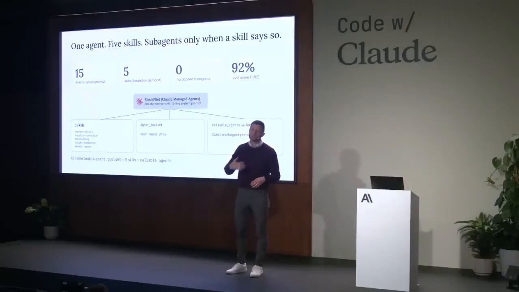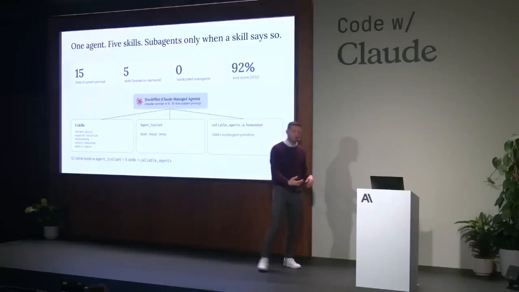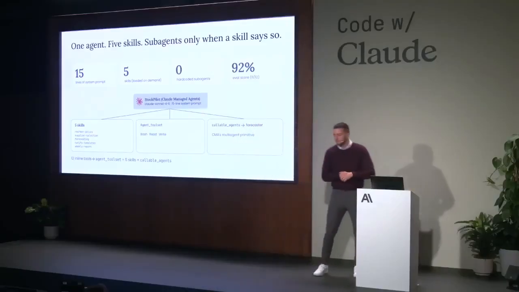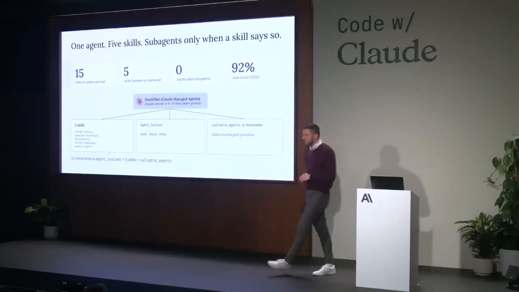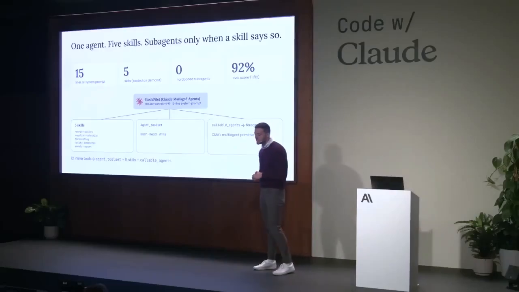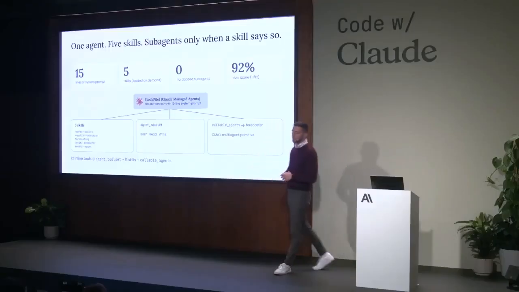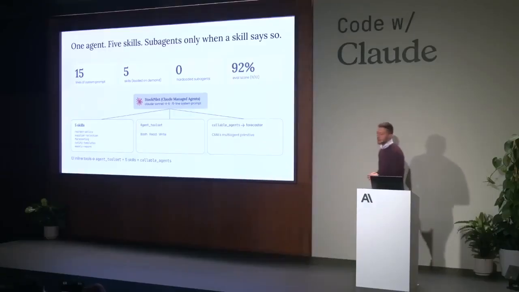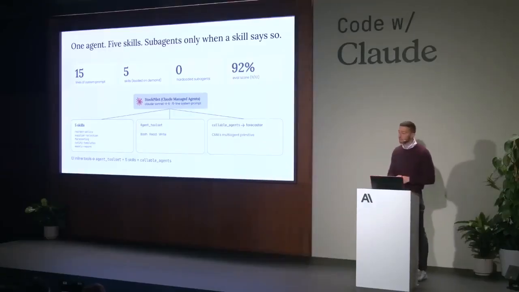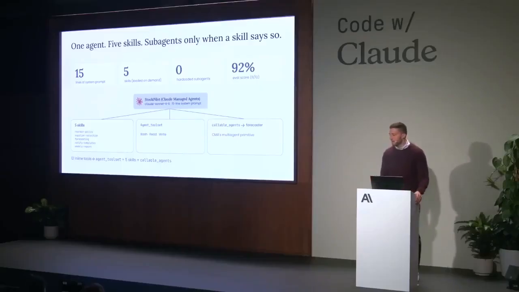As a result of this, we showed how we can start hill climbing on evals to see improvements over time. At the end of this, my eval score is about 92%. I've simplified my design. I'm leaning into some of the primitives that make Claude great, and I'm seeing the positive results after doing so.